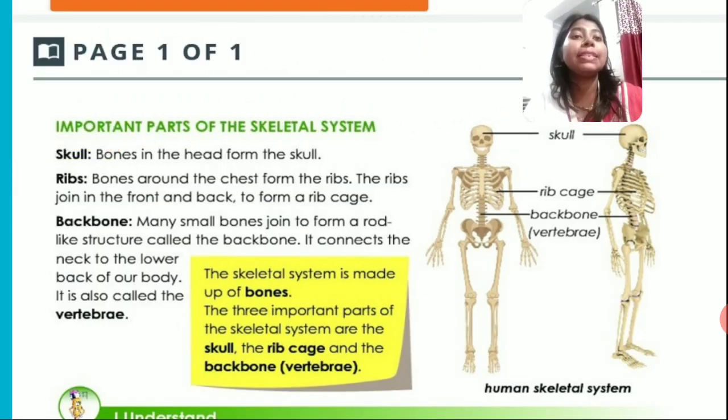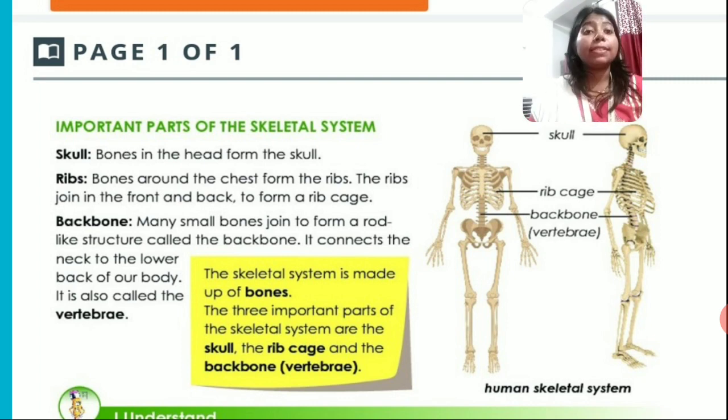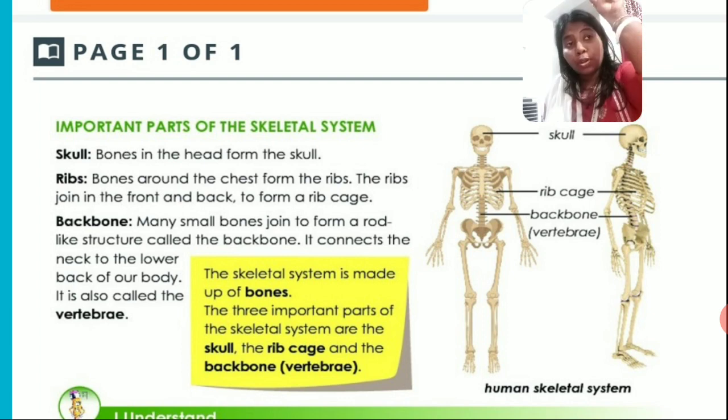So children, see, these are the parts of the skeletal system. We will just read the parts. Explanation and discussion we will do in the next class. So what are the parts of the skeletal system? The first is the skull. Second is the ribs. Ribs means the bones present in your chest. And the third is the backbone. Backbone means the long bone you have in the back. So these three are the important parts of the skeletal system.